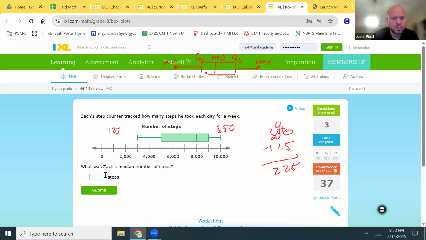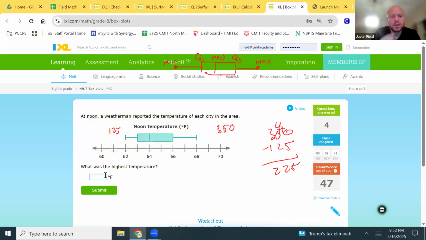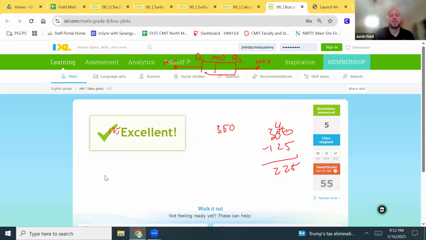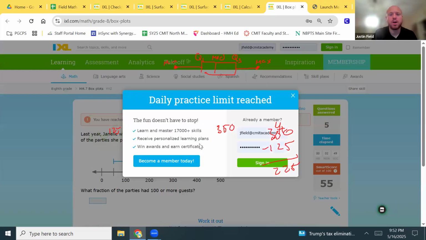One more. Median, goodness, just keep asking me for the median. And what's the highest temperature? 68. You're going to do fine on this.